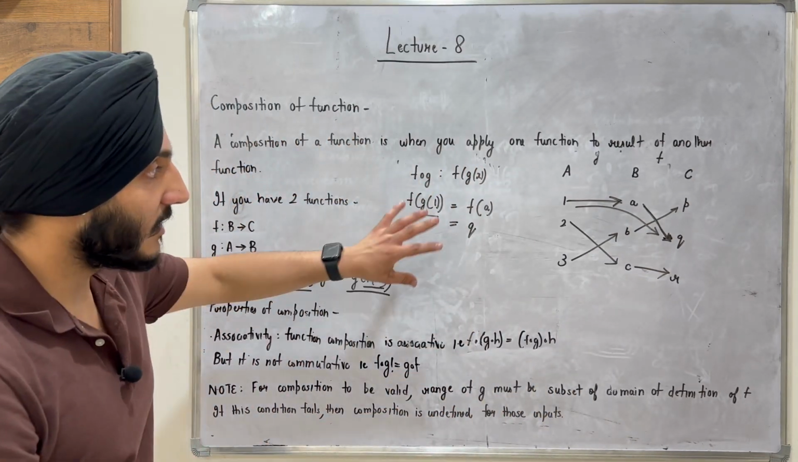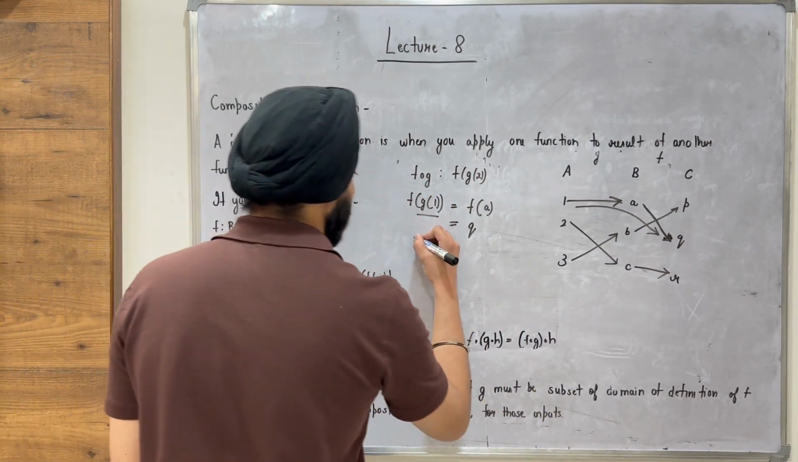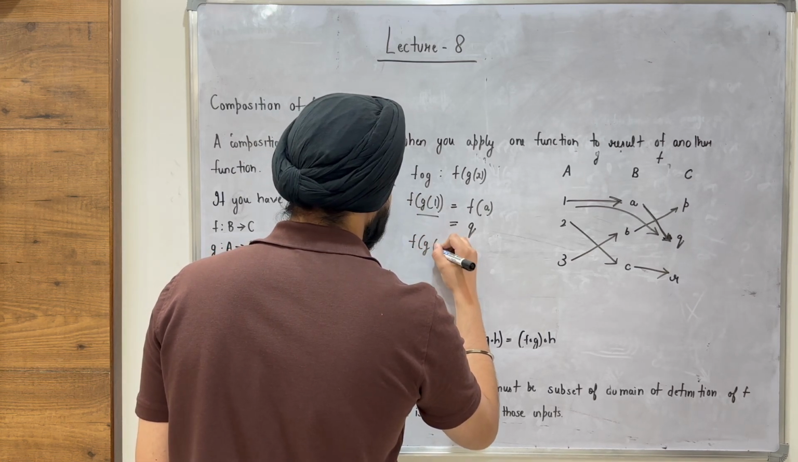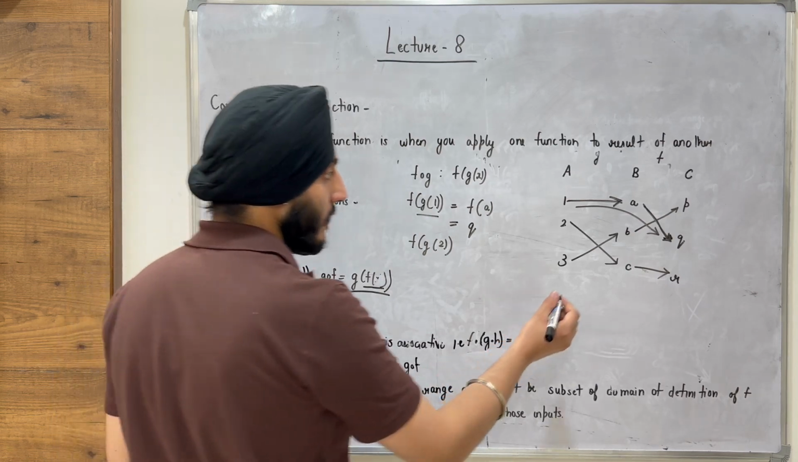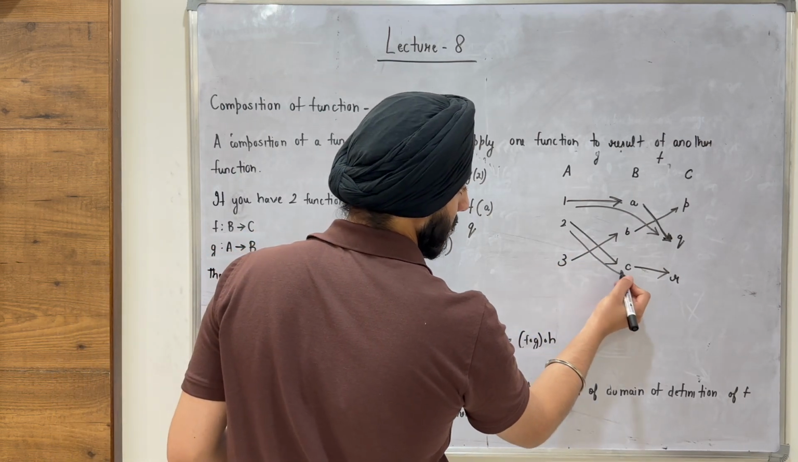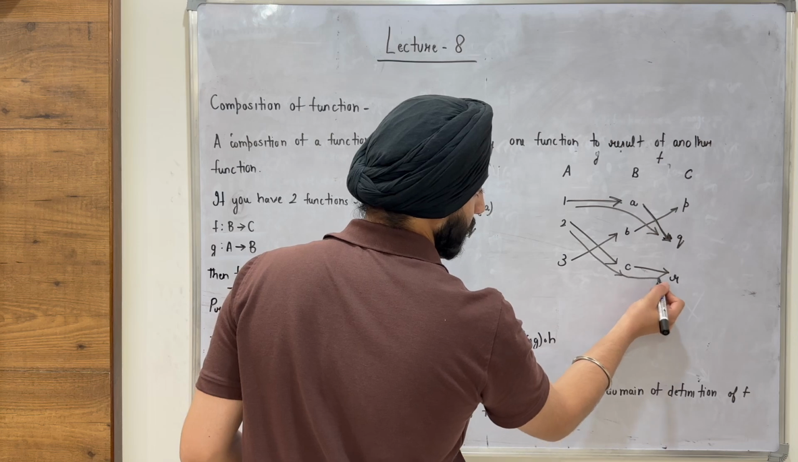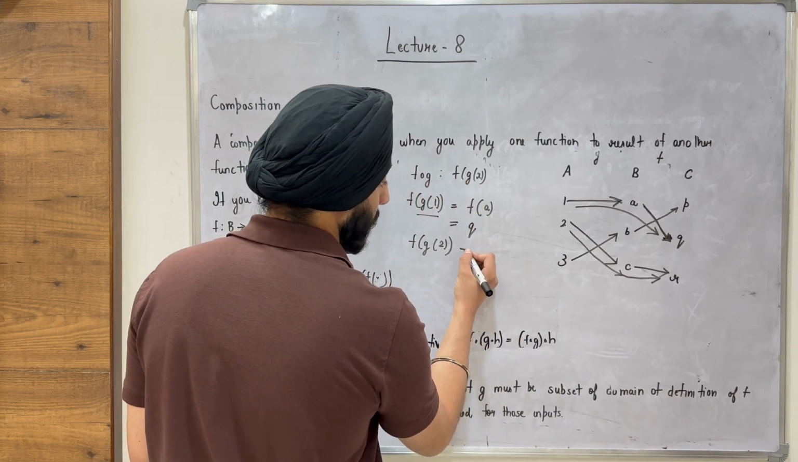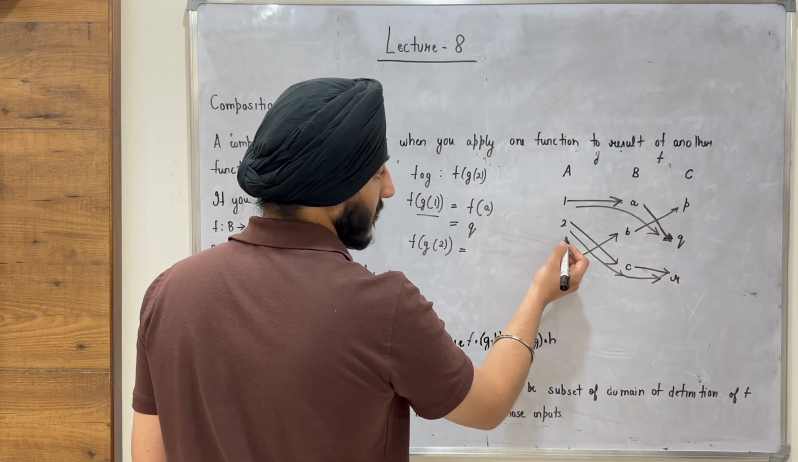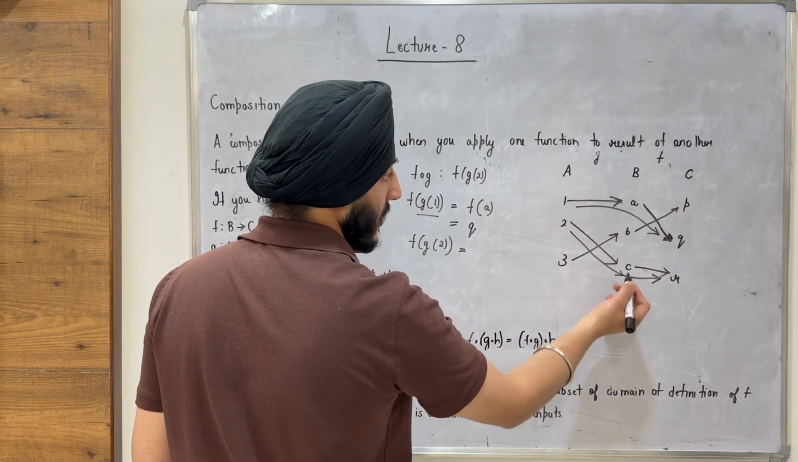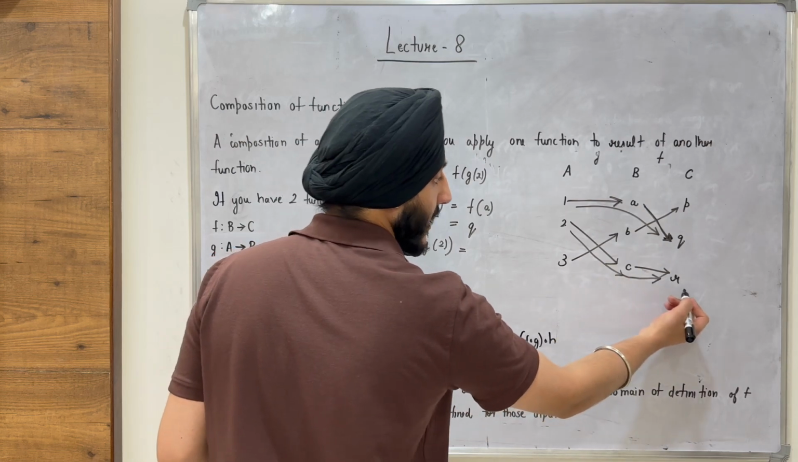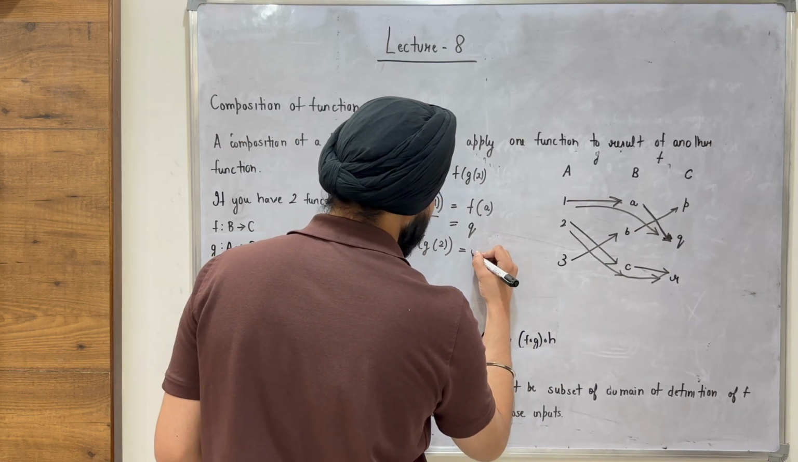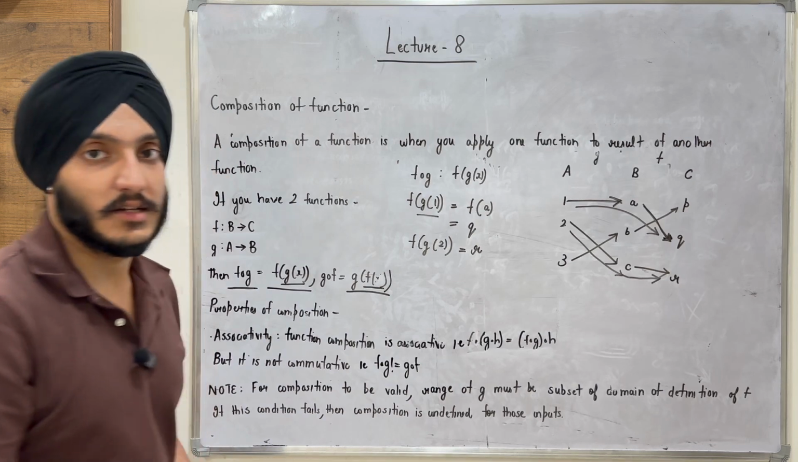Okay, let's take a look at another example. Let's say I need to find f∘g of 2 in this case. How do I find it? Again, 2 goes to c, and then c goes to r over here. So what is going to be the answer? 2 results in the image c in the function g, and this c, when input into the function f, results in the value r. So the final answer is going to be r in this case.